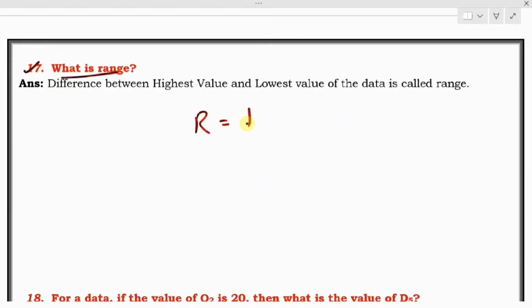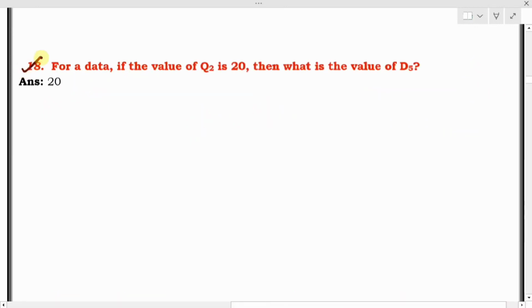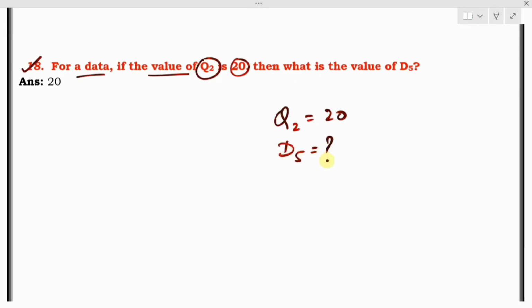We know already range equals H minus L. So it is the difference between highest and lowest value of the data given. So difference between highest value and the lowest value of the data is called range. If you write this much, you're going to get one mark. Next question number 18, for a data, if the value of Q2 is 20, already second quartile is given as 20. It is asked fifth decile. We know already second quartile equals fifth decile, which is equal to even 50th percentile. Even P50, if it is asked also, answer is 20 again.